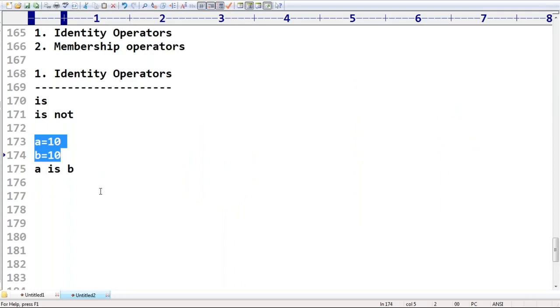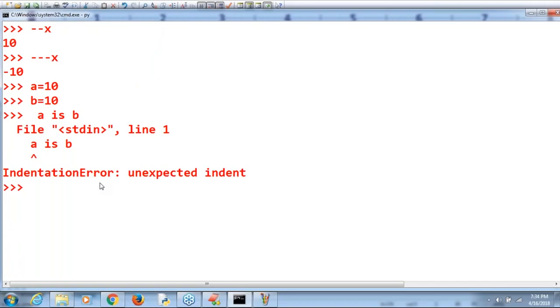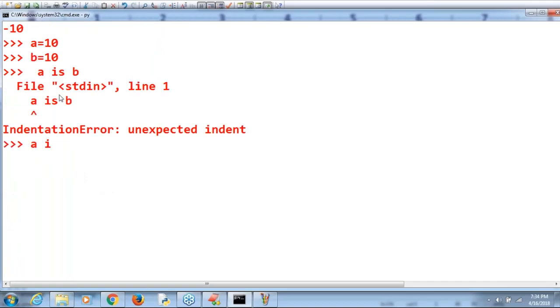Let me cross check. A is equal to 10, B is equal to 10. Next, A is B or not. Sorry, there is an indentation issue here. A is B or not. What is the answer, sir? True by default we are going to get. Remember this one, sir: A is B or not is nothing but true itself is the answer.